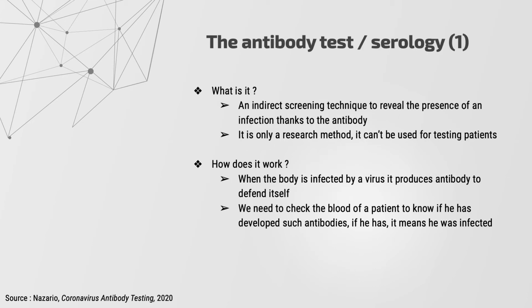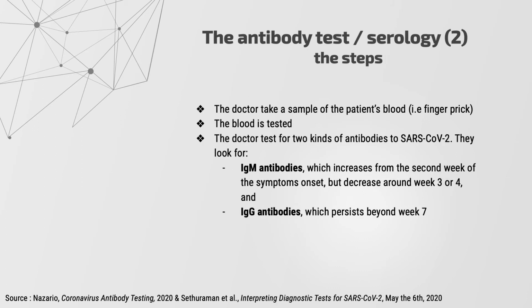Next, we have the antibody test. Then, in terms of the steps, just to elaborate a little bit further on the test itself, a sample is taken, the blood is tested, and doctors particularly test for two antibodies to identify it, whether it's IgM antibodies or IgG antibodies. They have different time frames for showing up.